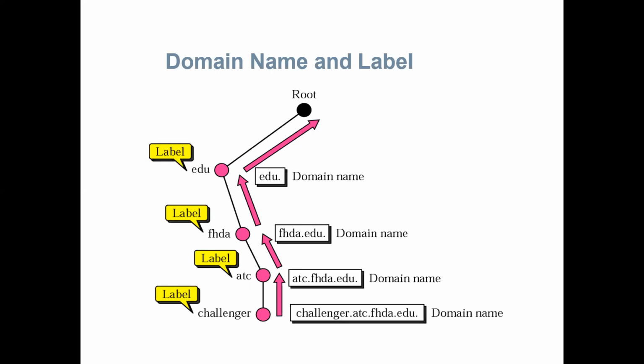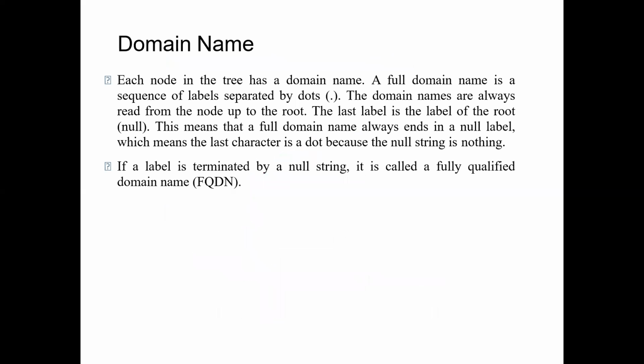It is used when the name to be resolved belongs to the same site as the client. For example, if a user at the fhda.edu site wants to get the IP address of a challenger computer, he or she can define the partial name, that is challenger. This is a PQDN, right? Domain name. A domain is a subtree of the domain namespace. The name of the domain is the domain name of the node at the top of the subtree.